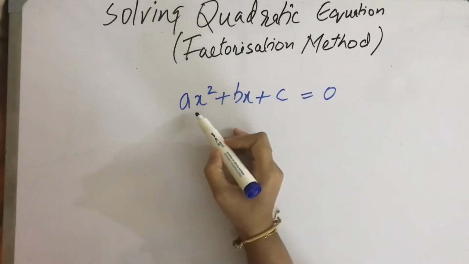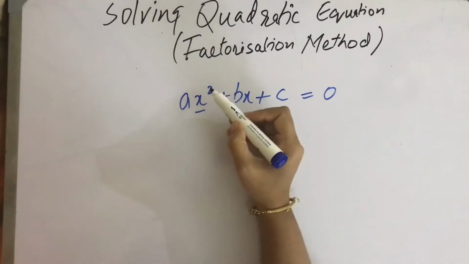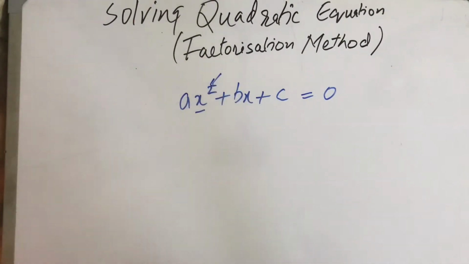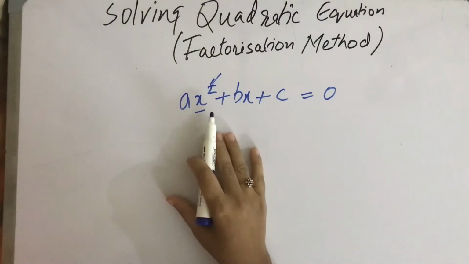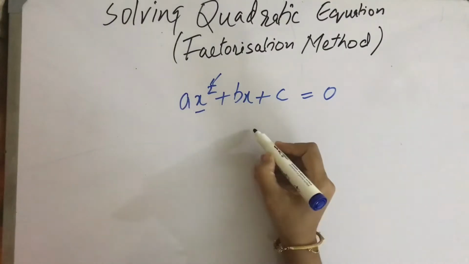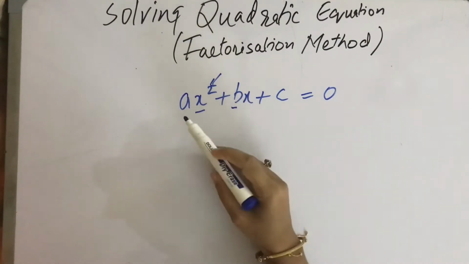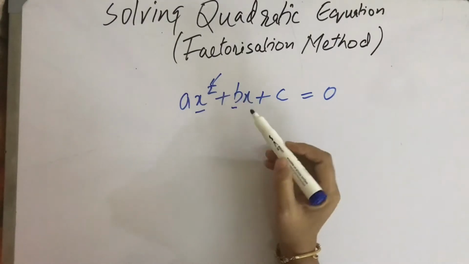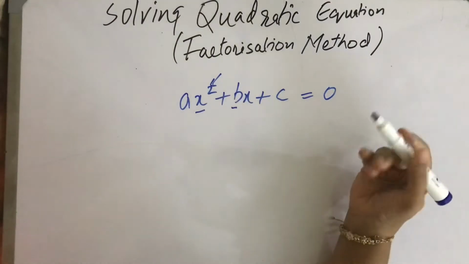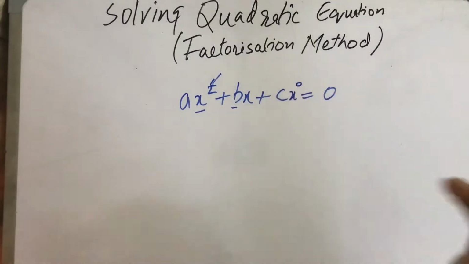It is quadratic because the power, the index or the degree of x is 2. Right? If it is 1, then it is a linear equation. If it is 2, then it is a quadratic equation. A is the coefficient of x square, B is the coefficient of x, and C is a constant. Or you may say that there is x power 0 here.